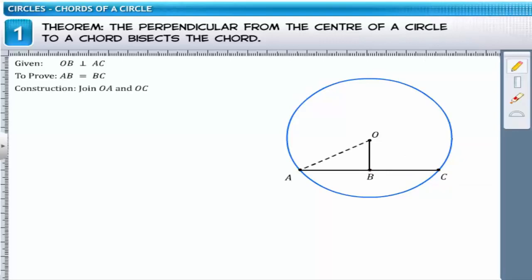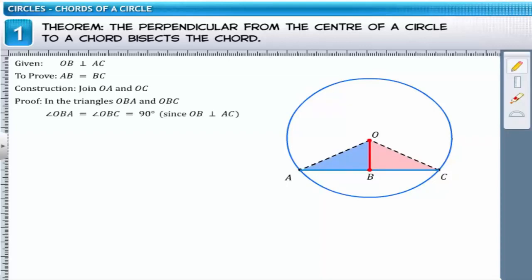Let's join the lines OA and OC. Consider triangles OBA and OBC. Since OB is perpendicular to AC, triangles OBA and OBC are two right-angled triangles. Further, in triangles OBA and OBC, OA equals OC, since both are radii of the given circle. Note that OA and OC are also the hypotenuse of the right-angled triangles OBA and OBC. OB is common to both the triangles.